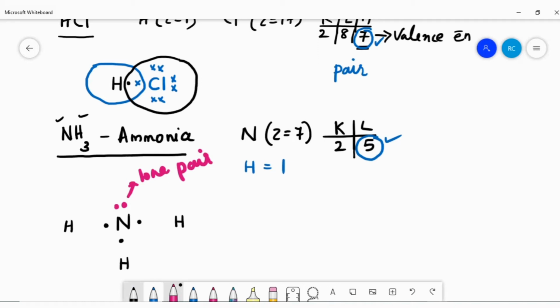Now, in the case of hydrogen, it has only 1 electron, that I am representing by putting a cross. Now, this is the electron sharing condition of nitrogen with the hydrogen. After this, you need to draw a circle which satisfies the octet condition.